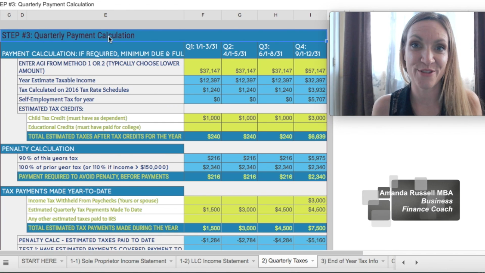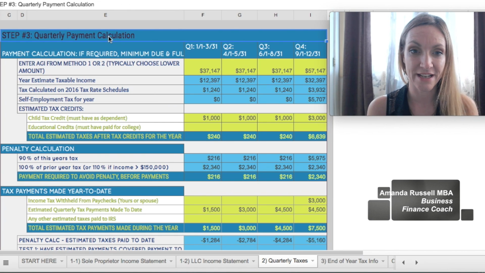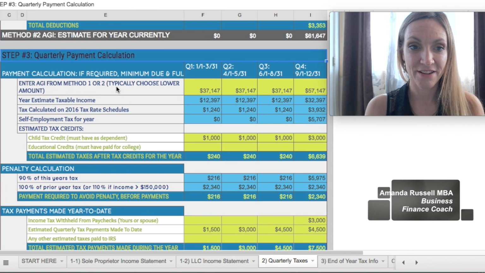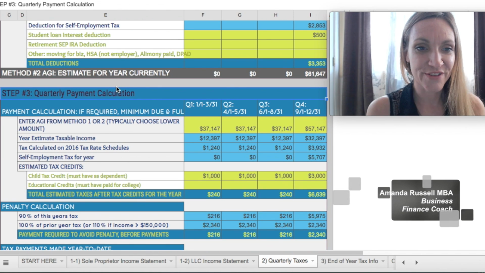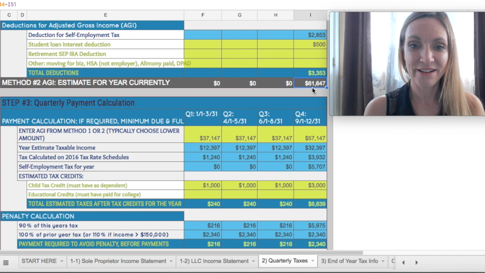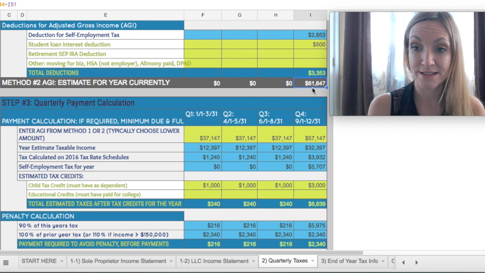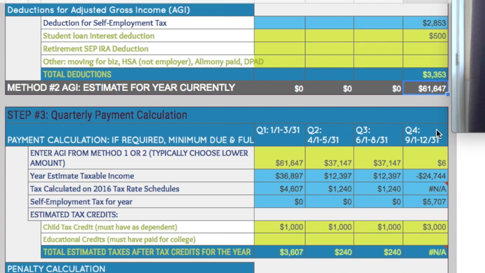We're on to step 3, which means you're pretty much done. And this is where we find out if a payment is due. So take this number right here, 61,647. Take this amount and enter it right here for quarter 4. That's your estimated AGI. Now, all of this happens for you automatically.